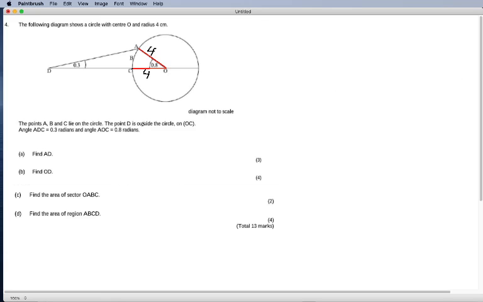And then the other detail it tells us is we have 0.3 radians there, and we have an angle of 0.8 radians there. Okay, fine. So find AD. I'm just going to color in AD so I can see what I'm looking for. It wants you to find this here.